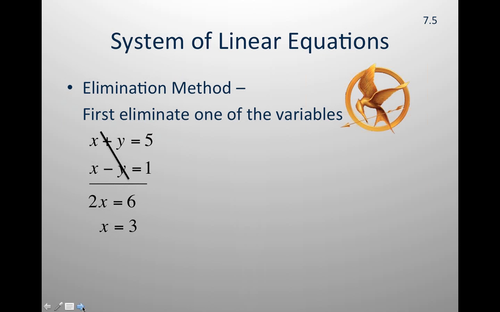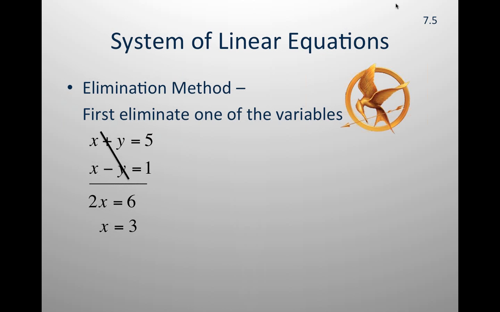So now we add the x and the x together, and that gives us 2x. And then we add the 5 and 1 together, and that gives us 6. From here, we'll divide both sides by 2, and x will equal 3. Okay, so we eliminated one of the variables by adding the equations together. And we add everything together, not just the things we're trying to eliminate.